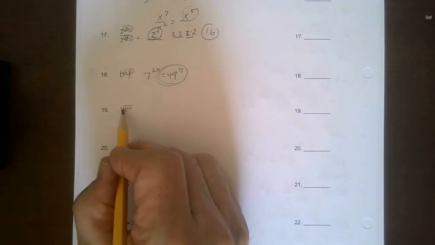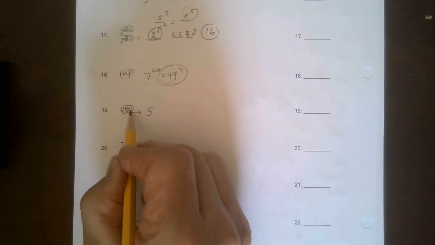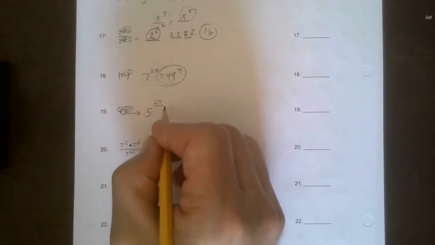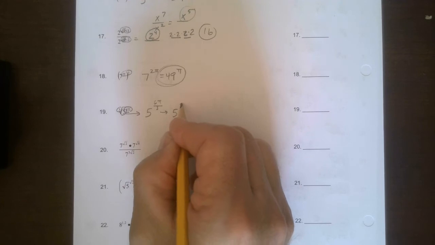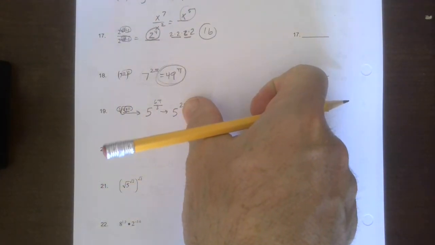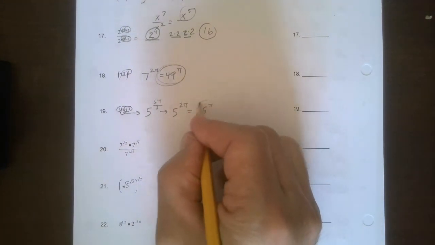This one, remember, we take the radicand, slide it over, take the power of the radicand, which is 6 pi, put it over the index, which is 3, reduce that, we'd get 5 to the 2 pi power. You could leave it there, but Algebra 2 wants you to see this. 5 squared is 25 to the pi power. This is what they want.